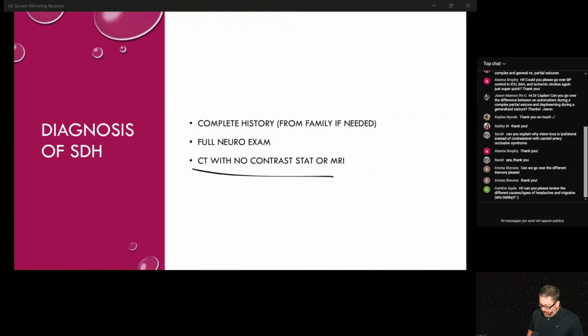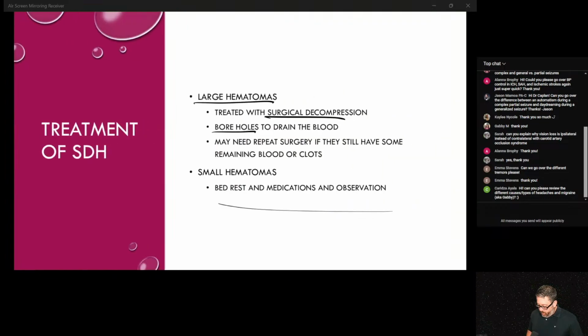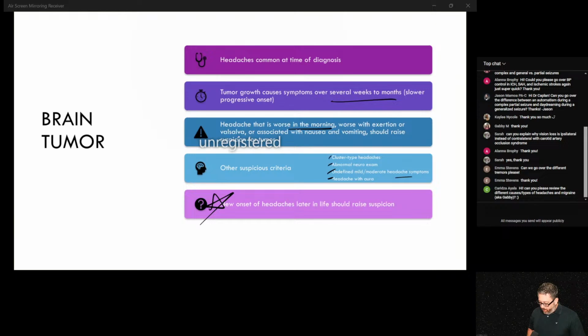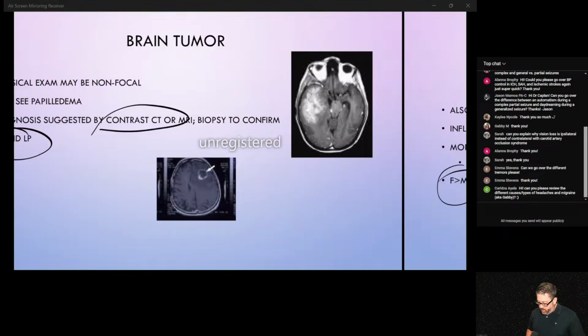So that lucid period again, subarachnoid, subdural, I'm sorry. Treatment, surgical decompression. Just do a borehole, go in there, and actually pull the skull off, and you can see the hematomas there. And then you can remove them, suck them out, and get rid of the blood that's pooling.